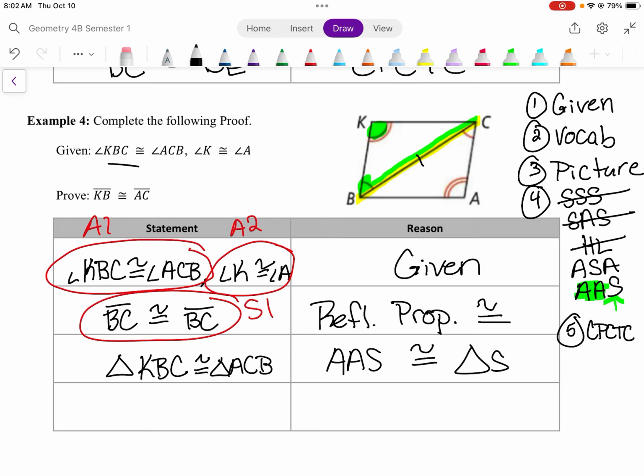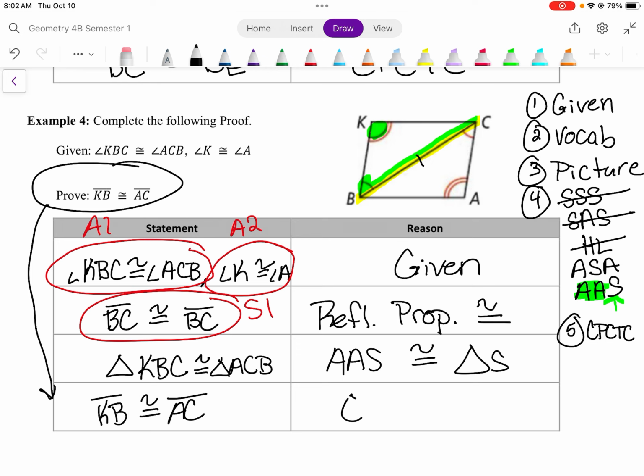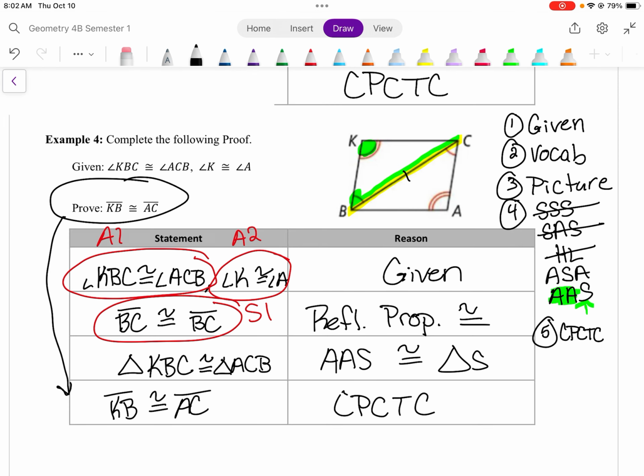And again, you only use this when you're trying to prove 2 parts are congruent. So segment KB is congruent to segment AC. CPCTC. Okay. So that was the last section for this chapter.